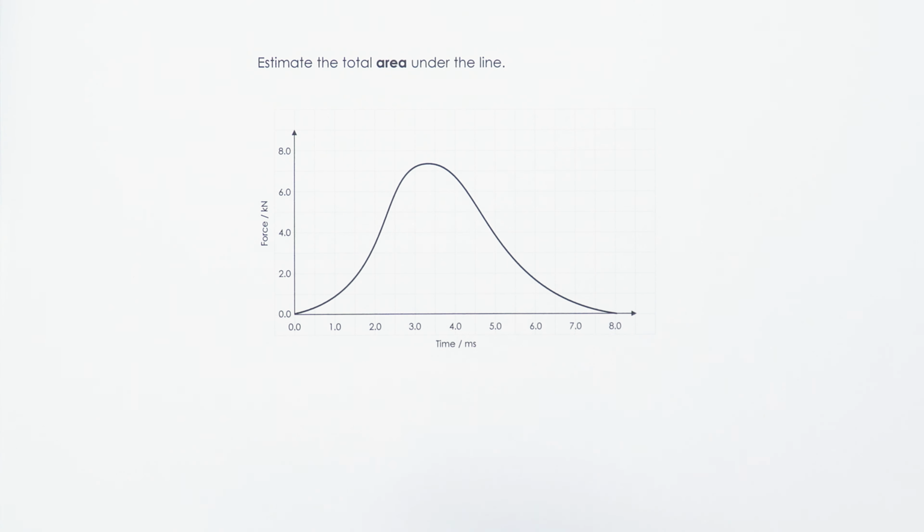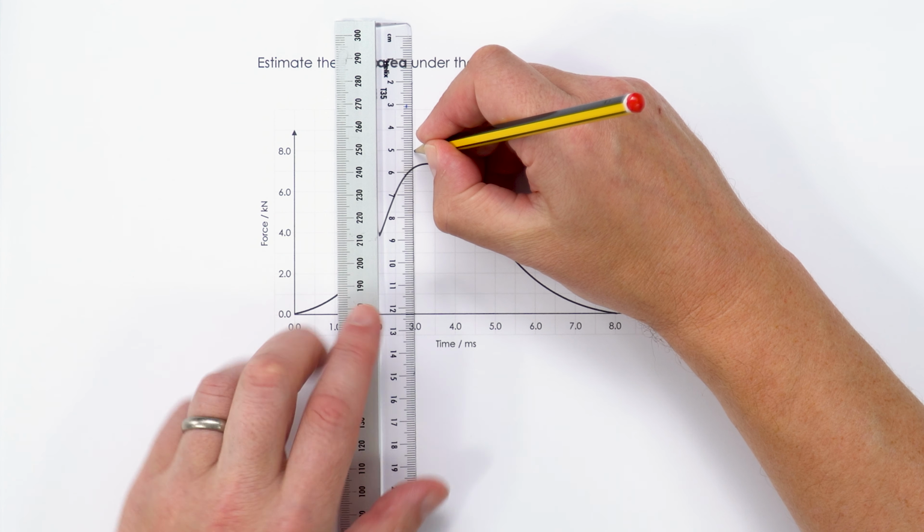In this worked example, we're going to be estimating the area under a curved line, but we don't need to be counting squares. So instead, we're going to draw in some triangles to estimate that total area. I'm going to start by drawing in a couple of triangles.